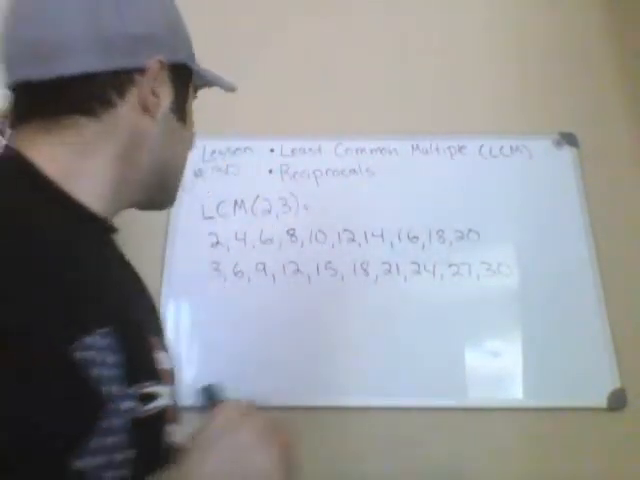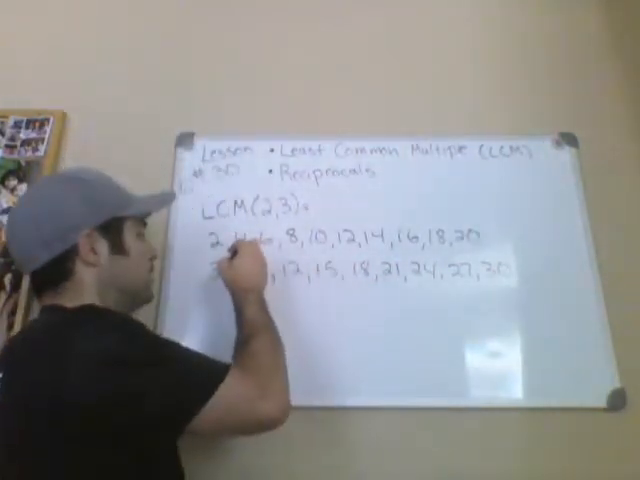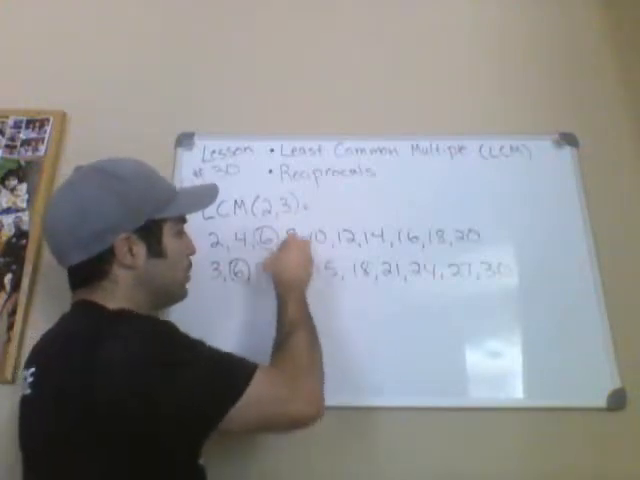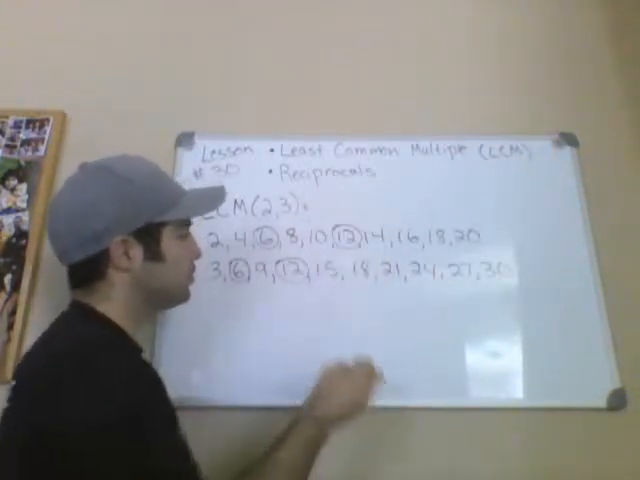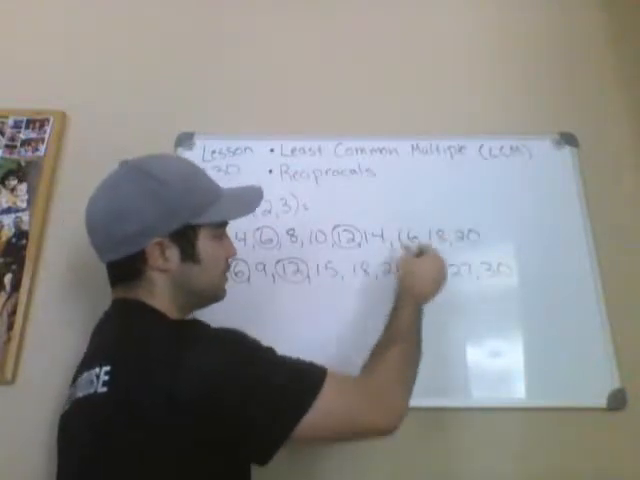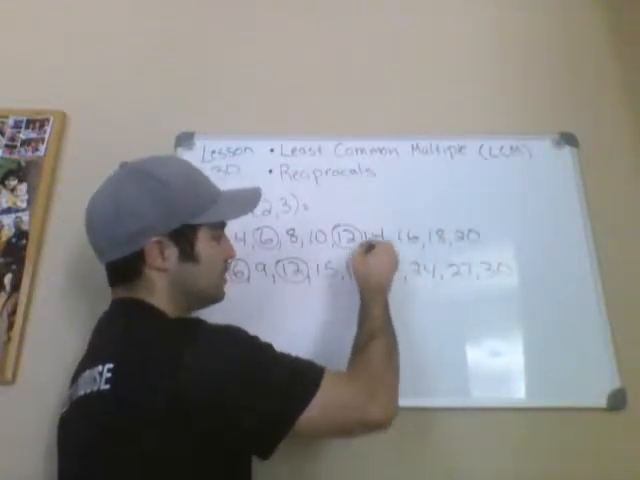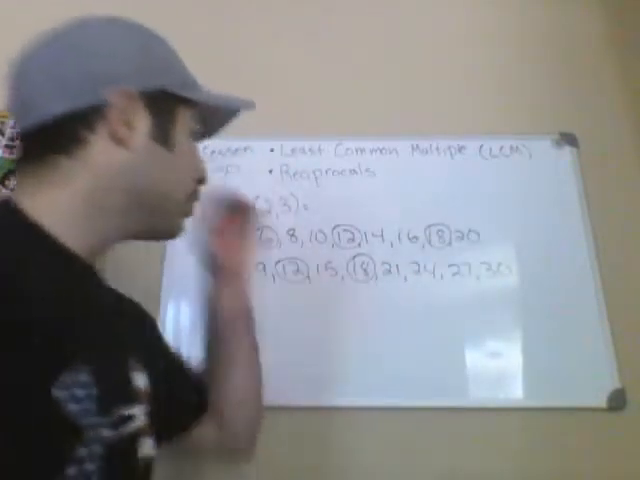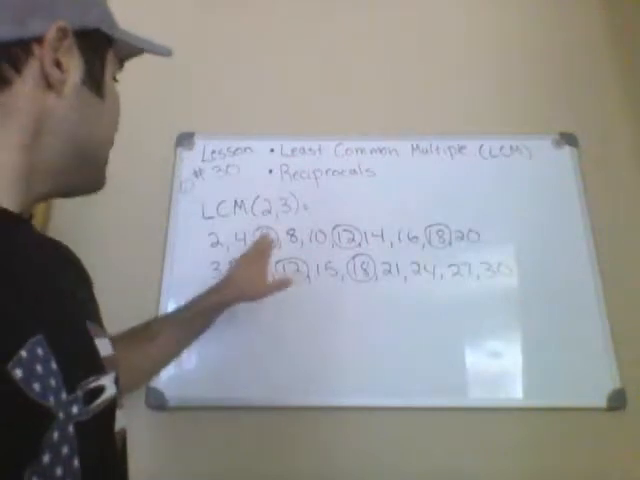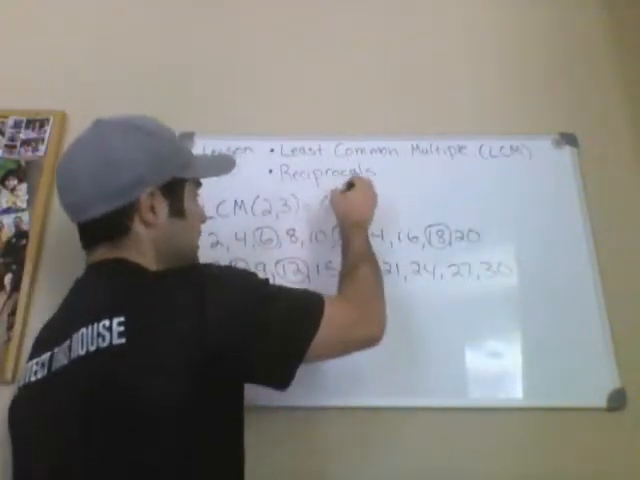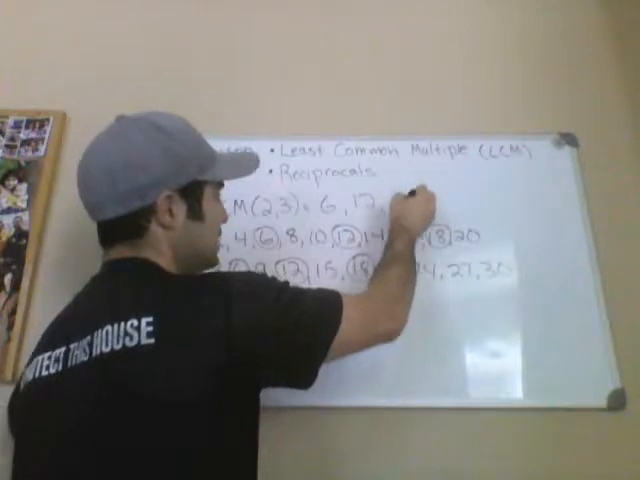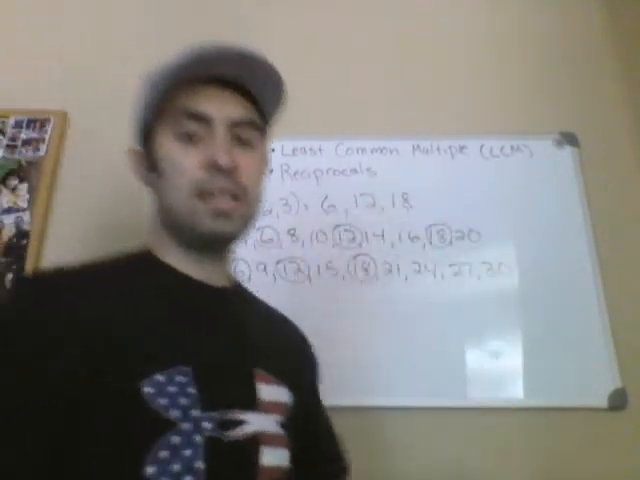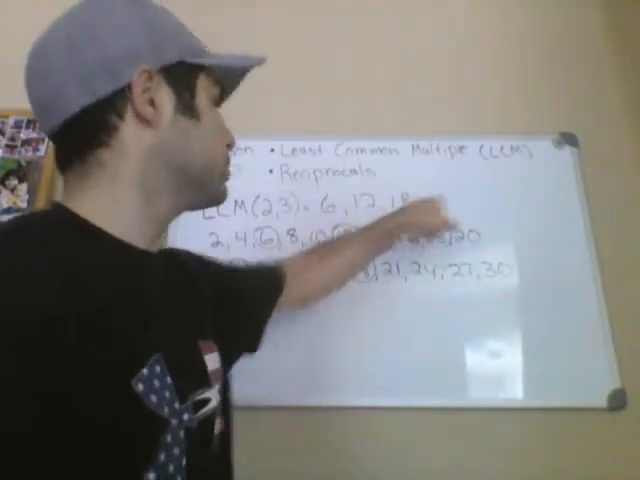Alright, so let's find some common multiples. Here we find one, and it's 6. 6 and 6, that's a common multiple. Here's another one, 12. 12 and 12 are common multiples. You guys see more? 15, 18. 18 is a common multiple. Alright, so out of these common multiples, we have 6, 12, and 18. Both 2 and 3 have 6, 12, and 18 as multiples, so they have those multiples in common.